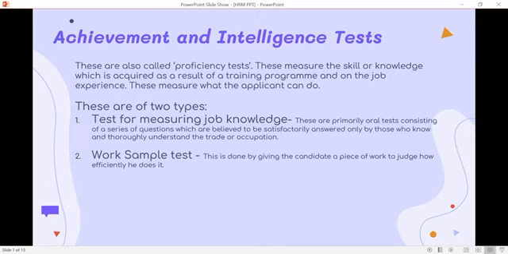The tests for measuring job knowledge are primarily oral tests consisting of a series of questions which are believed to be satisfactorily answered only by those who know and thoroughly understand the trade or occupation. Work sample test is done by giving the candidate a piece of work to judge how efficiently he does it.